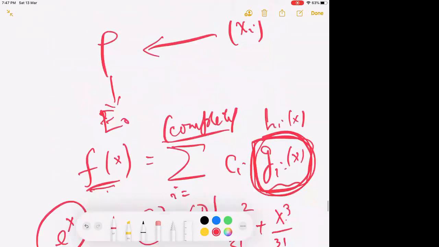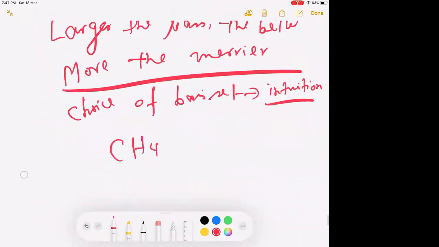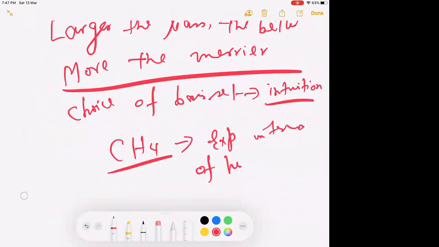So if I take, let's say, methane, I want to expand the molecular orbitals of methane. I have many choices. I can expand each molecular orbital in terms of atomic orbitals, even only hydrogenic orbitals, right? Hydrogen atom orbitals.